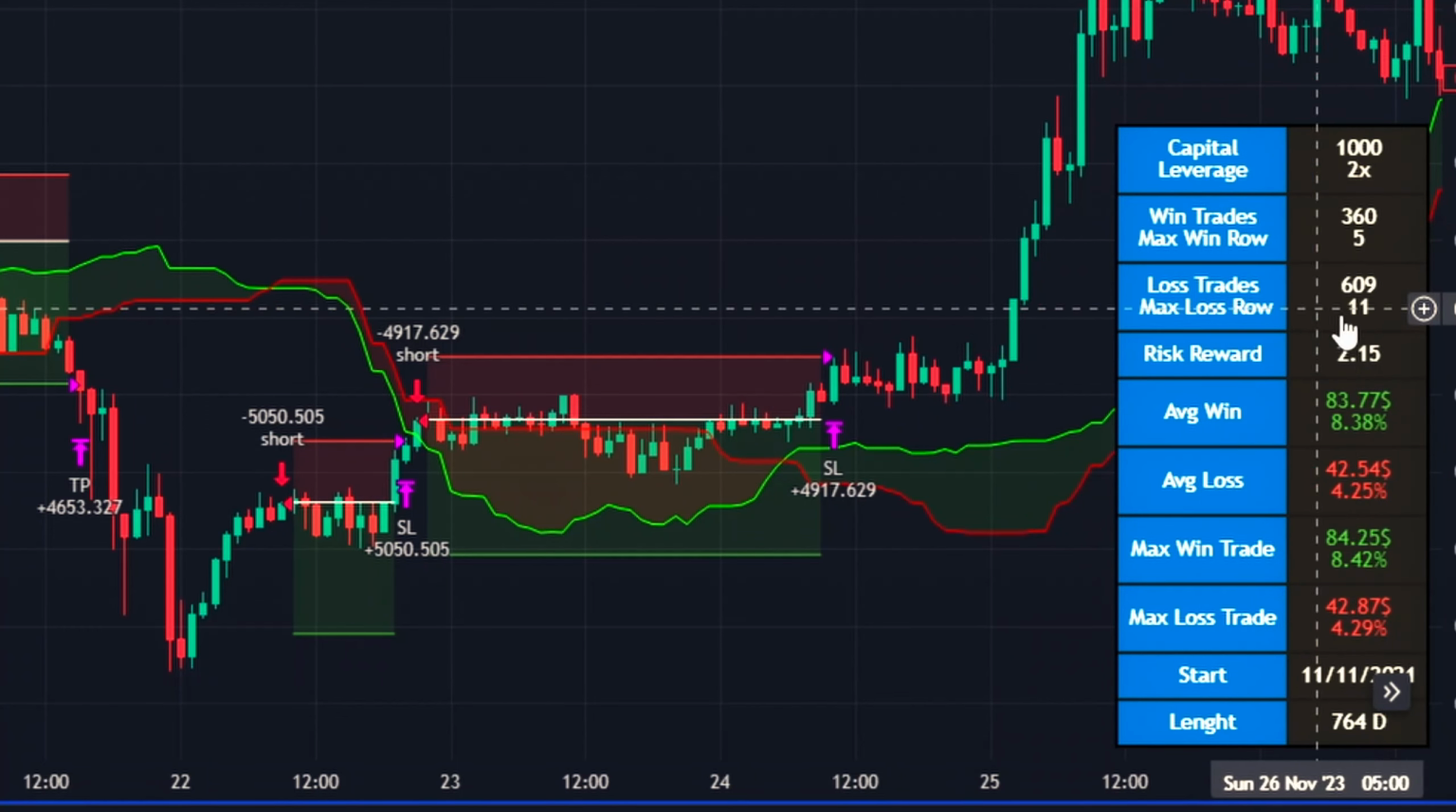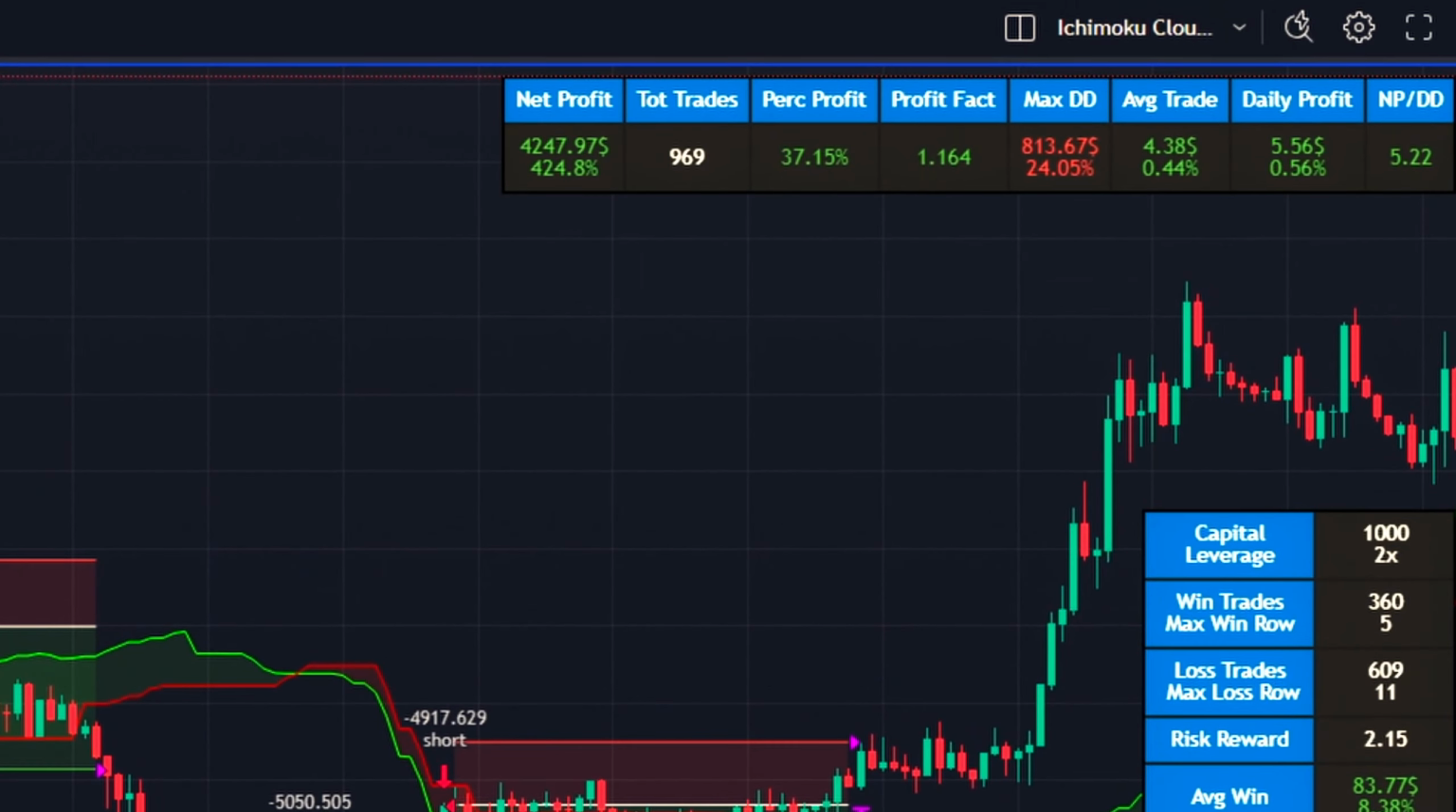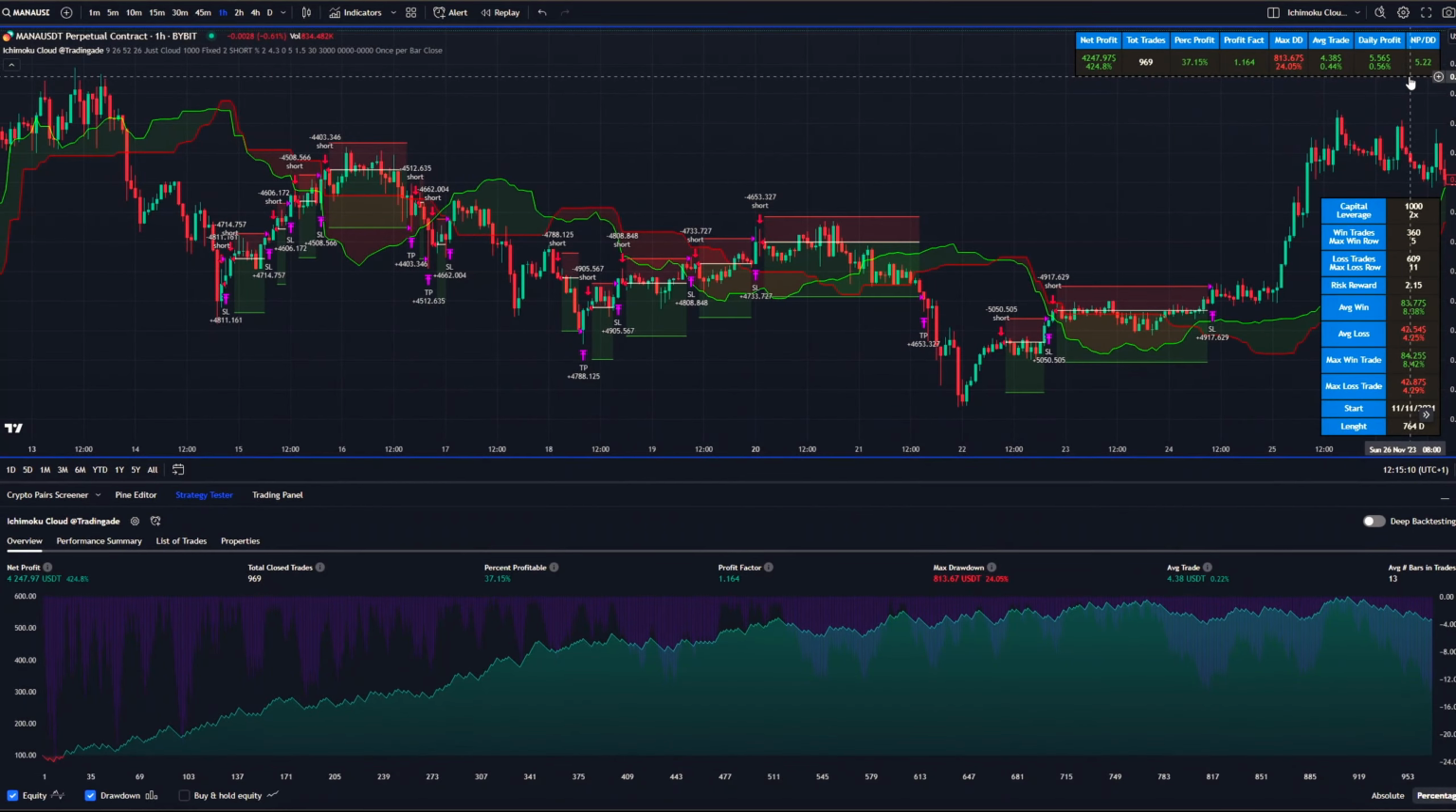From a psychological perspective, this is not really good, but when you are dealing with this kind of low win rate, you can expect this kind of situation. So daily profit 0.56% and net profit to drawdown 5.22, which is really good. And in my opinion, it can be a good strategy to evaluate.